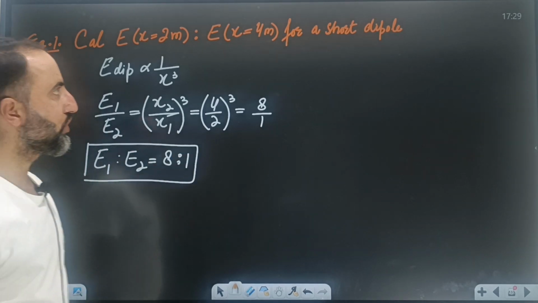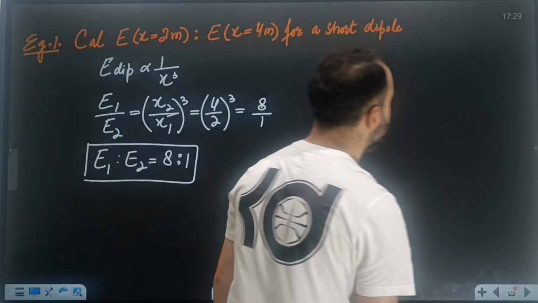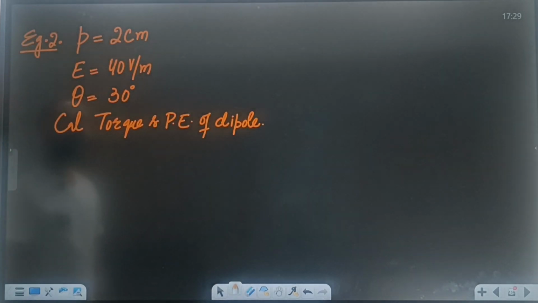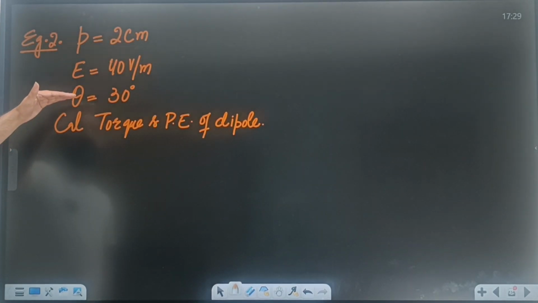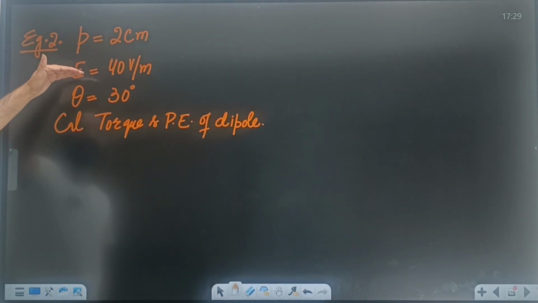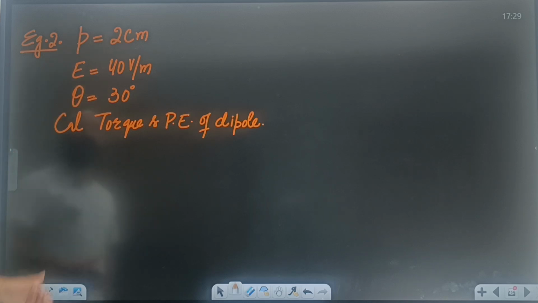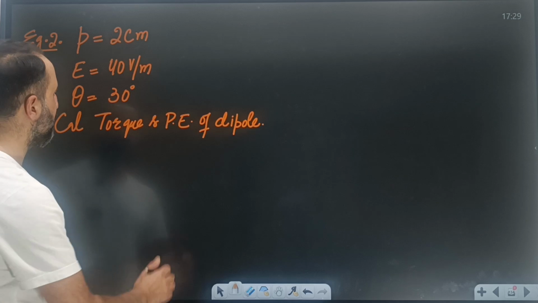Electric field is simply proportional to 1 divided by r cube. Have a look at this example. तो ये वाला एग्जांपल आप देख लीजिए. Dipole moment is given, electric field is given, theta is given. That is the angle between the dipole and the electric field, that is 30 degree, and you will have to calculate what torque and potential energy.